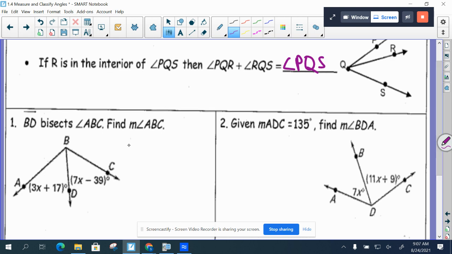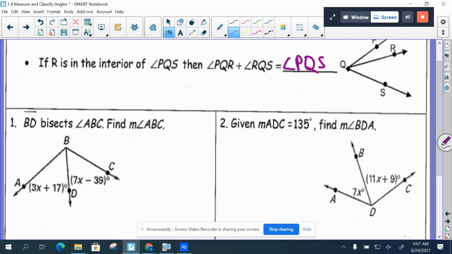So here we'll see, be careful, not all of them are bisectors. We have to see in the problem that they're bisectors. So number 1, we are talking about a bisector. Number 2, there's no indication that you have a bisector here, so you can't just say this equals that, you can do something else. Alright, so for this one, if you know that ray BD bisects this angle, we want to find the measure of angle ABC, so the whole thing.